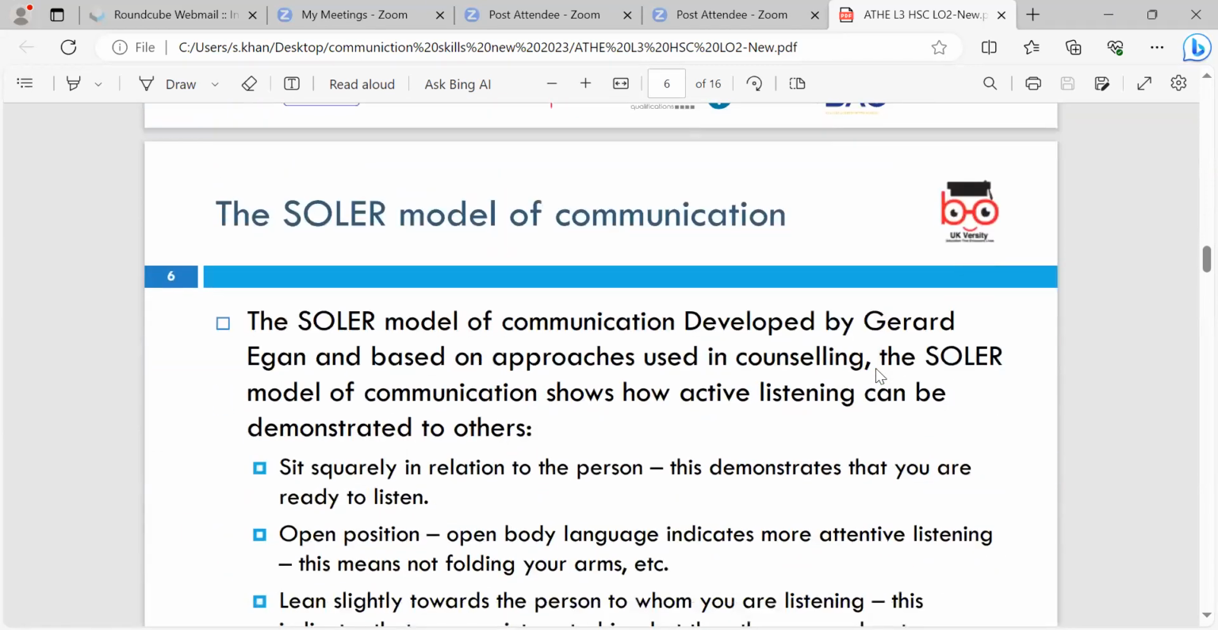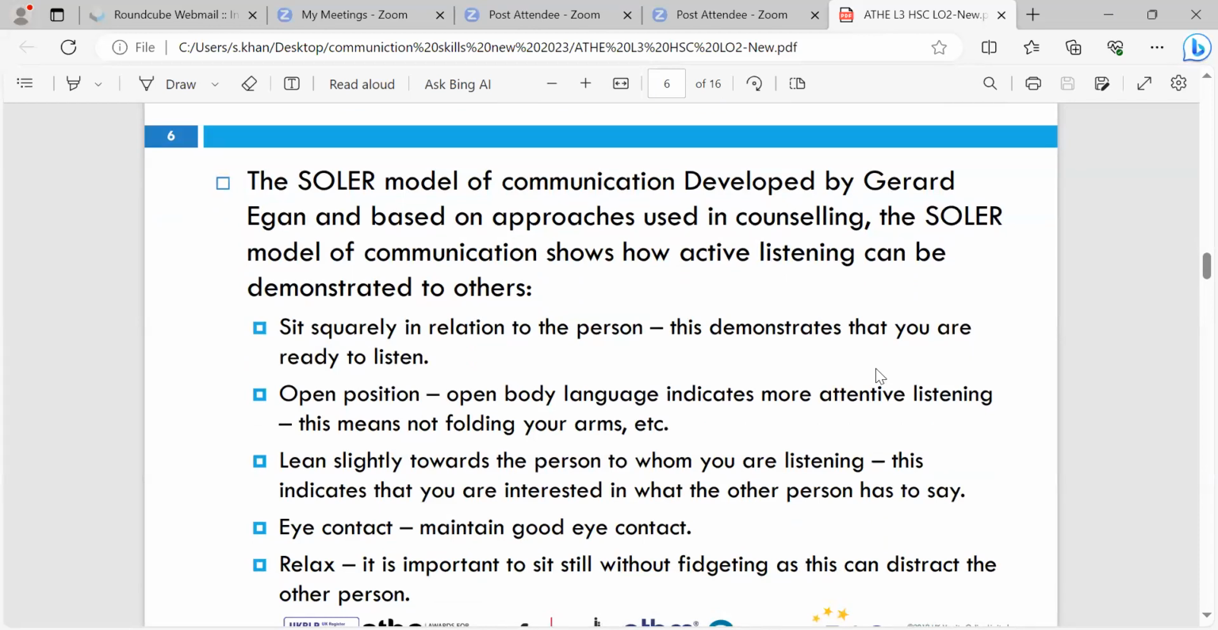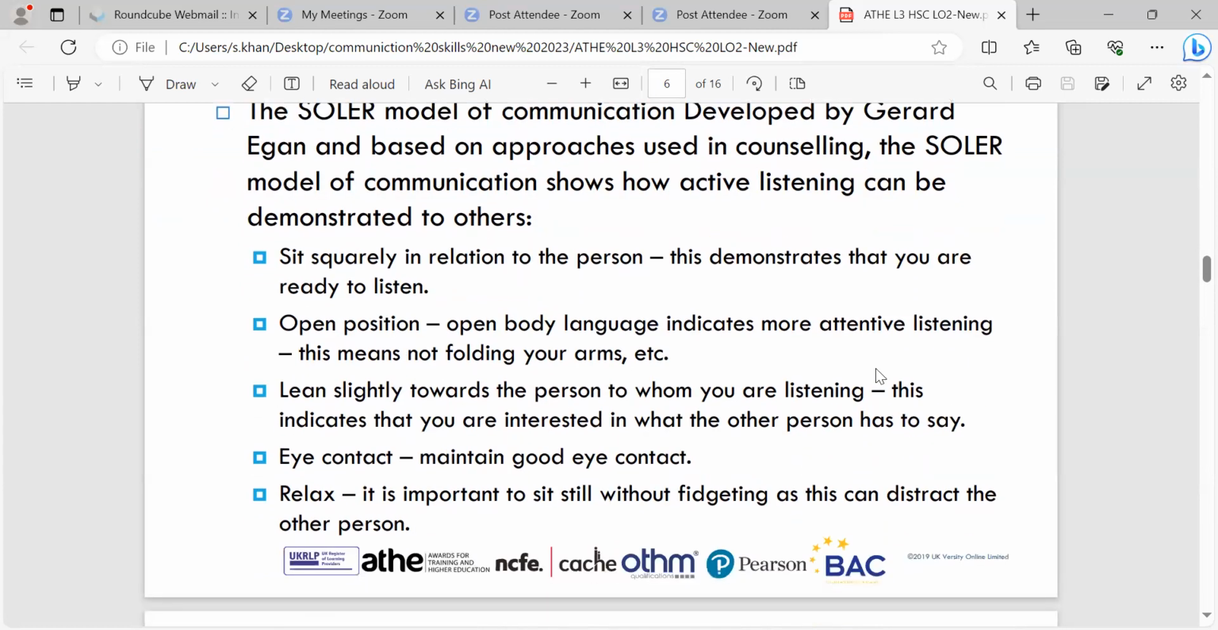So we've got the SOLAR model of communication, developed by Gerard Egan and based on approaches used in counselling. The SOLAR model of communication shows how active listening can be demonstrated to others. He said, sit squarely in relation to the person. This demonstrates that you are ready to listen.